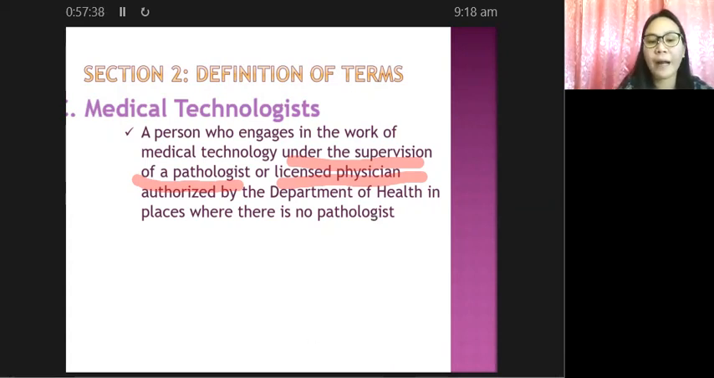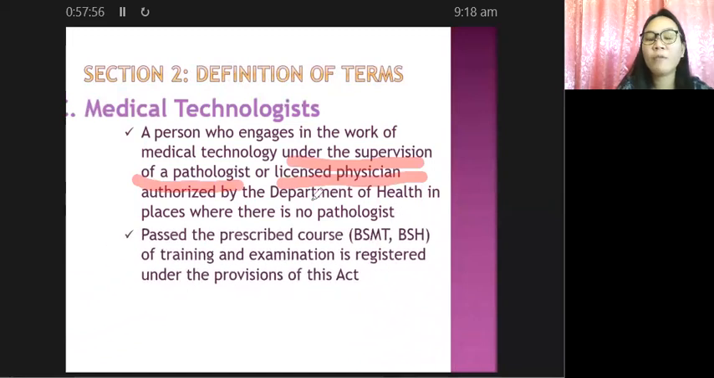Okay, all right. So again, a medical technologist cannot work without the supervision of a pathologist or a licensed or authorized physician. Okay, yes. So before a medical technologist can work as such, he or she should have passed the prescribed course. So that means a course in medical technology or a course in hygiene.